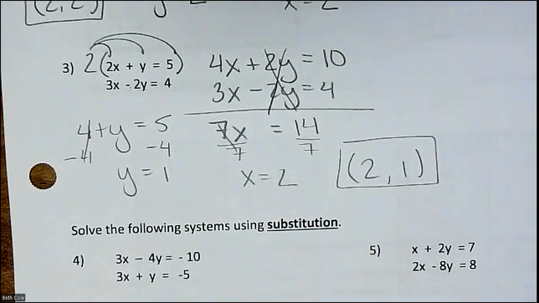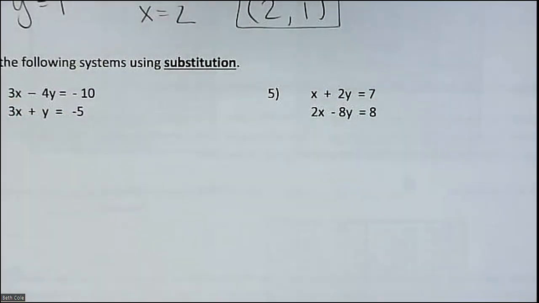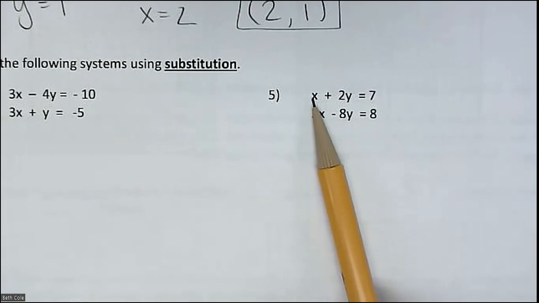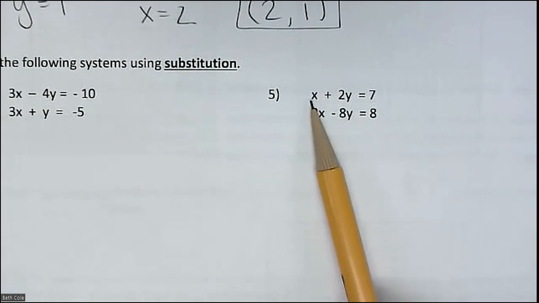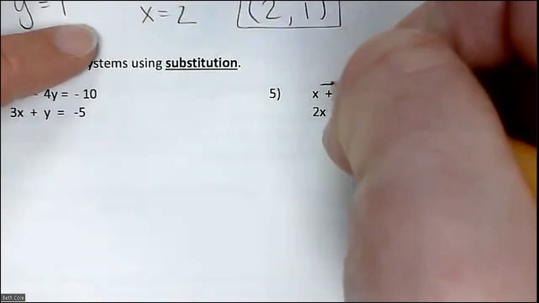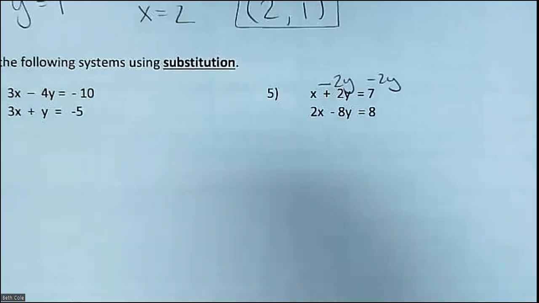All right, these are all substitution. We're going to do number 5. Do you notice how the x is kind of alone? Do you see that? Okay, to get it fully alone, like completely by itself, you're going to subtract 2y.